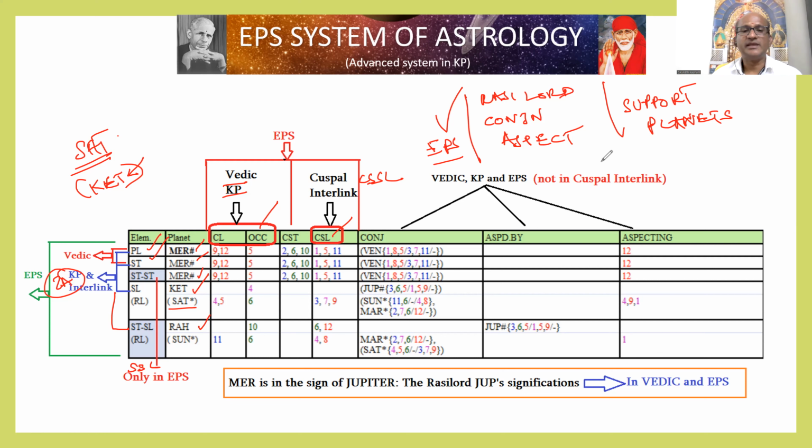Yes, yes sir. So in EPS, we give importance to important aspects of our Vedic and KP and interlink, and also its own method of analysis and other components, so that we will not miss anything in the EPS system. Okay. I will explain with an example. Okay, sir. Just a minute.